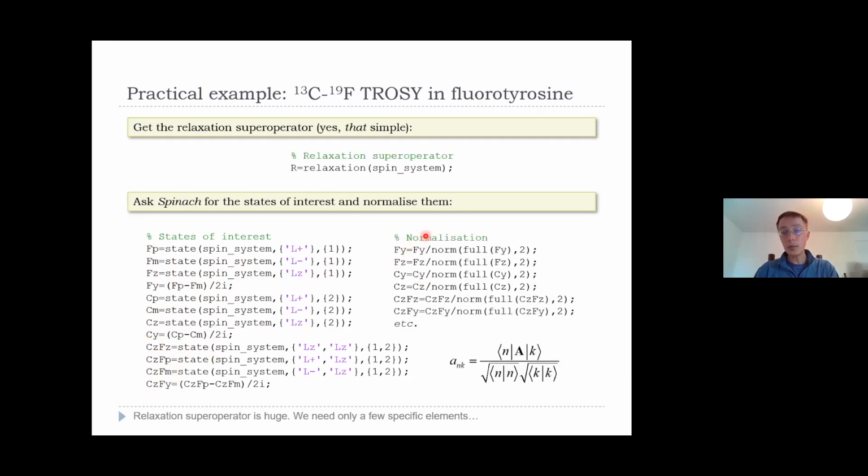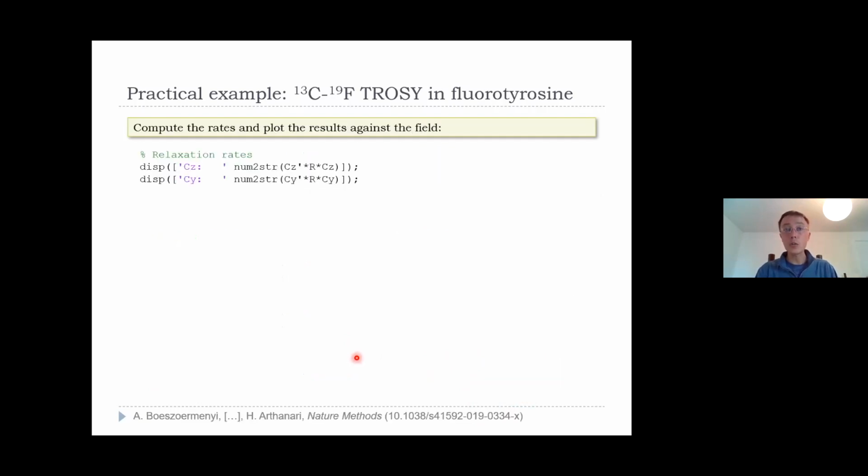Normalization: you are calculating an element of a matrix, so the vectors have to be normalized. And I would remind you that if we want the nk-th element of matrix A, it's a scalar product, n-A-k. The vectors must be normalized, and then you get the nk-th element of it. In our case, 1 over T1 would be the element corresponding to Fz. 1 over T2 would be the element corresponding to Fy. So we only need a few specific elements, even though the relaxation superoperator is fairly huge.